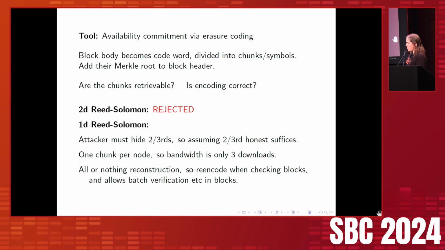One-dimensional Reed-Solomon, with a 1/3 threshold, gives us that the attacker must hide 2/3 of the shards to do anything. Combined with a 2/3 honesty assumption, we're great. 2/3 vote yes, 2/3 honesty assumption, we have 1/3 left over, we can reconstruct. So we're putting one chunk per node, which is also different from how the 2D Reed-Solomons work. The total bandwidth of doing this is about 3 downloads of the full block. This is very efficient. And again, we're doing all or nothing reconstruction.